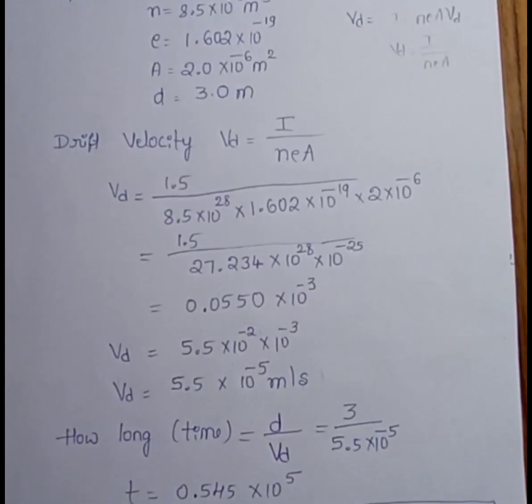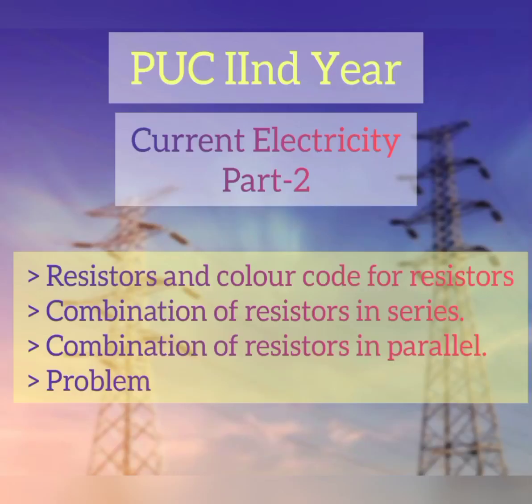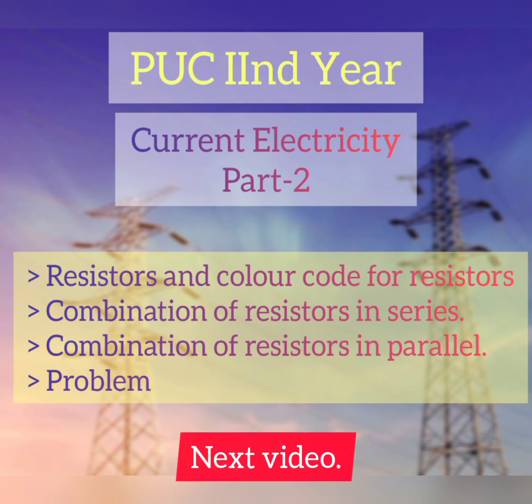This is the time taken by that electron to drift from one end of the wire to the other end, which completes the first part of the chapter current electricity.